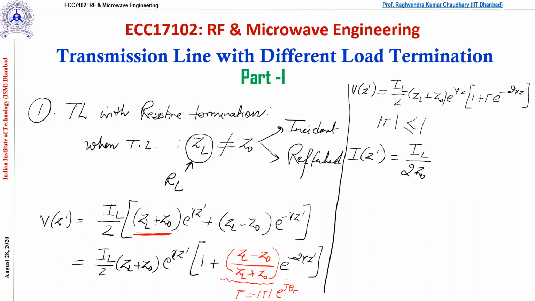Fine. So Z naught will be extra here, and then some sign we need to change here. ZL plus Z naught e to the power gamma Z dash, in bracket, 1 minus gamma e to the power minus 2 gamma Z dash. This minus will come because we are talking about the current here. Fine. So this is for the current. Now we have both the current and voltage, correct? So one can predict the maxima and minima.